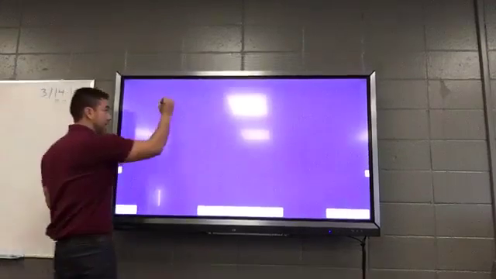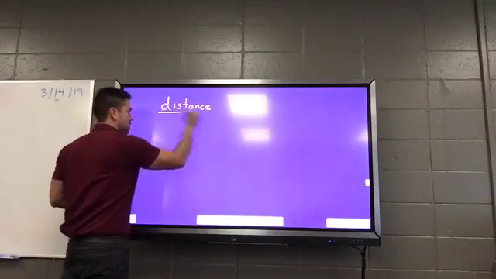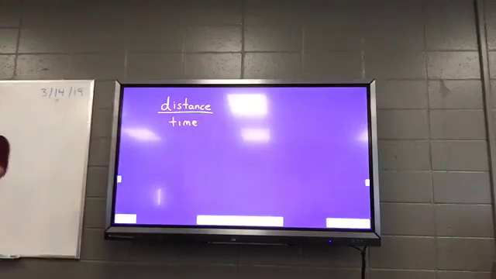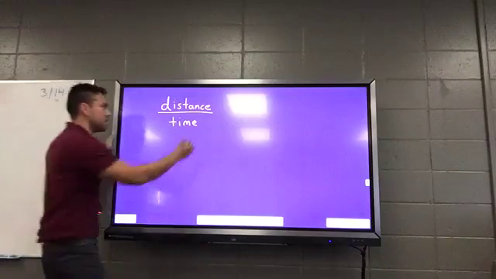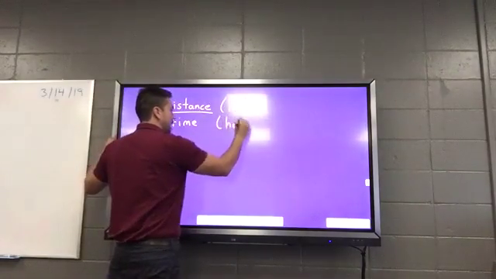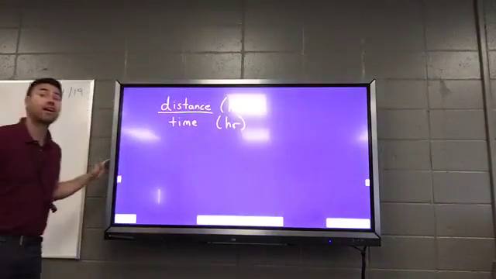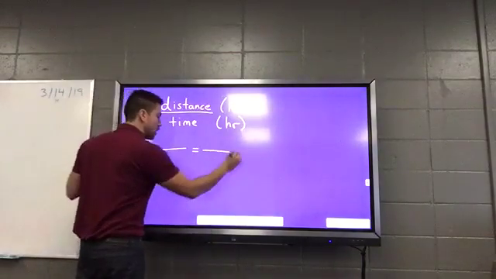Okay, so they gave me, again, distance and what? Time. What does hours mean? It means time. And what does kilometers mean? It means distance. So they gave me the distance in kilometers, and the time in hours. So similar to the last problem. A proportion has to have an equal sign and 2 ratios.